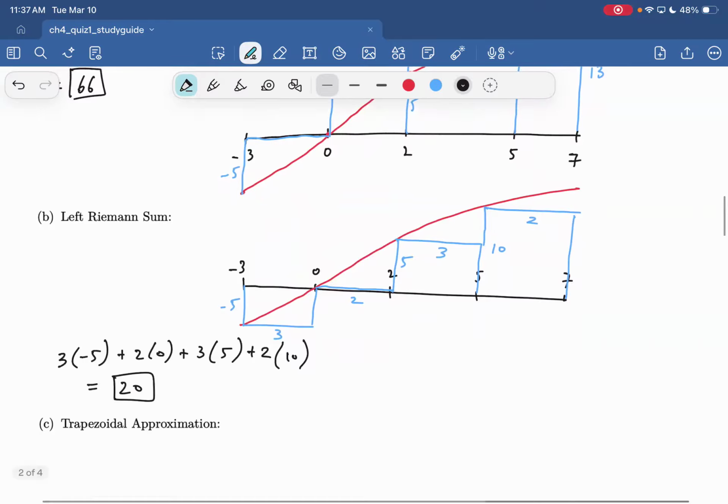And as I told you guys in class, the trapezoidal approximation is just going to be the average of the left and right Riemann sums. So that's 1/2 times 20 plus 66, which is 43.